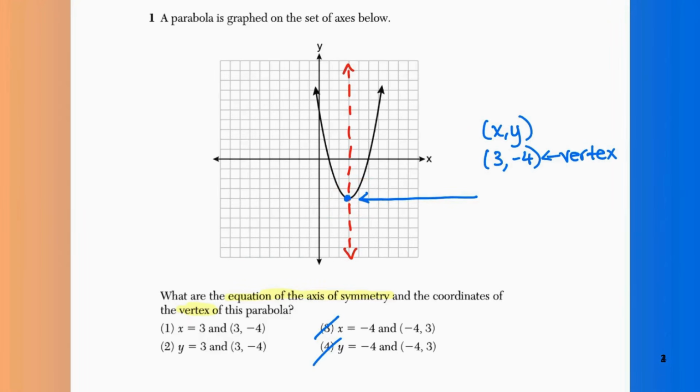Now, if it goes through the vertex, that means it's going to have that same x coordinate as the vertex. And because it's a vertical line, the equation is always going to be in the format of x equals a constant, and that constant is 3. All along this line, the x value is 3. The vertex is 3, -4. The point right above it is 3, -3, 3, -2, 3, -1, 3, 0. So you notice every single point on this line, the x coordinate is 3. So the equation of that line is x equals 3, which takes us to our correct answer choice, number 1.